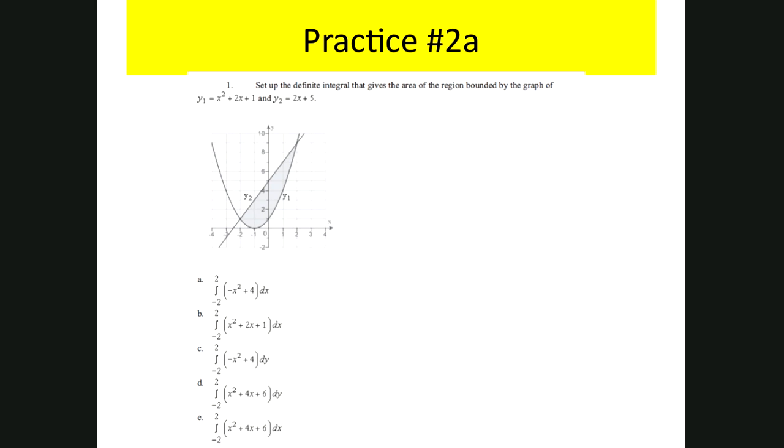Okay. So in this practice problem, it just says set up the definite integral that gives the area of the region bounded by the graph. Well, if you take a look here, first thing we want to do is find our interval. So I'm going to go from -2 to, it looks like, +2. And then my top function is y2, which is 2x plus 5, minus, and I always put parentheses there just to make sure I'm subtracting all of it, x squared plus 2x plus 1.